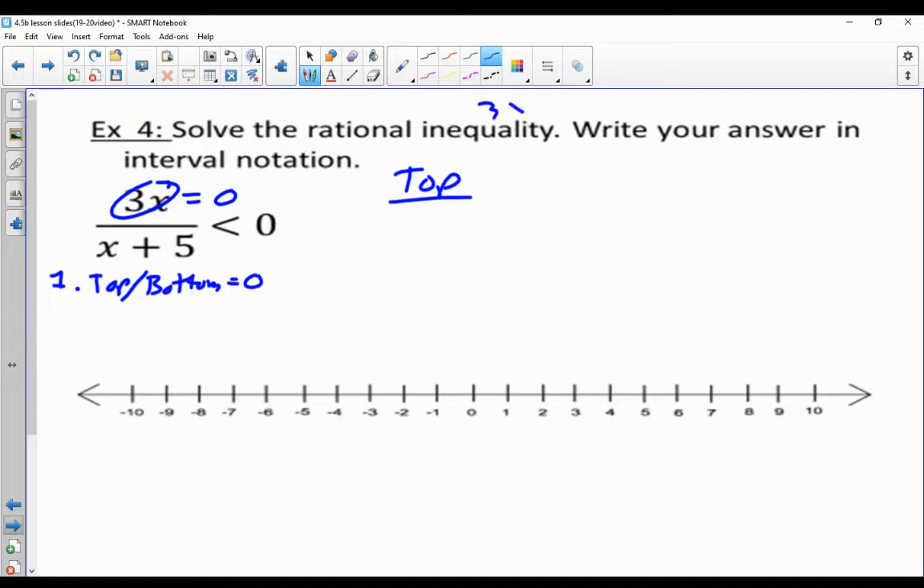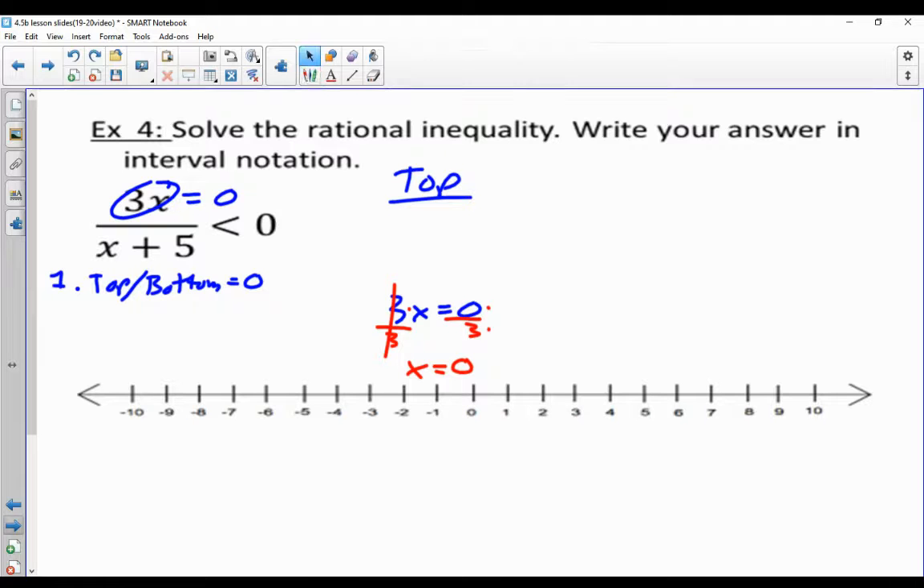3x equals 0. You need to divide by 3, because 3 is multiplying. The opposite operation would be to divide. So then x is going to be equal to 0 divided by 3. 0 on top is okay. So 0 divided by 3 gives you 0. So x equals 0 is what you get on top.